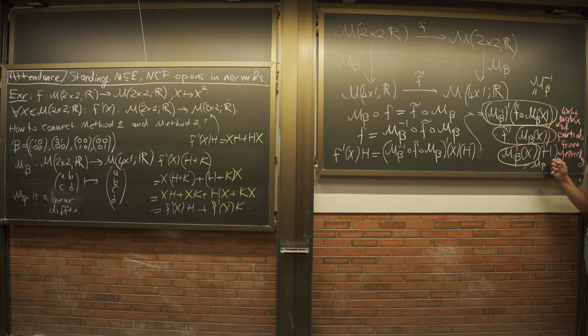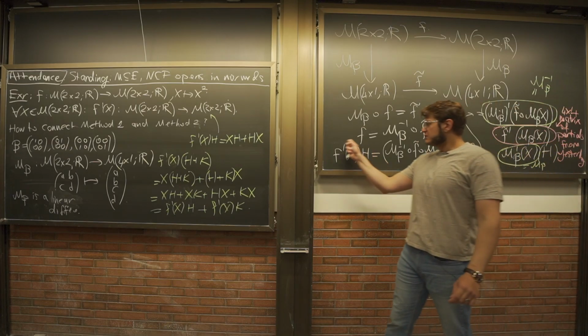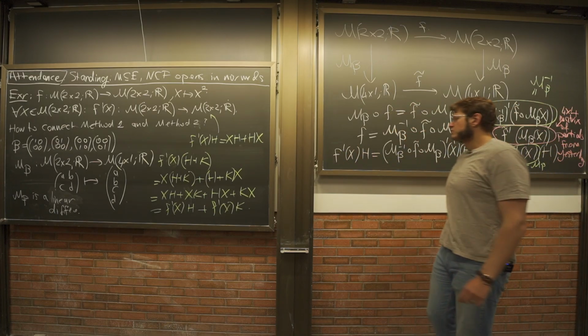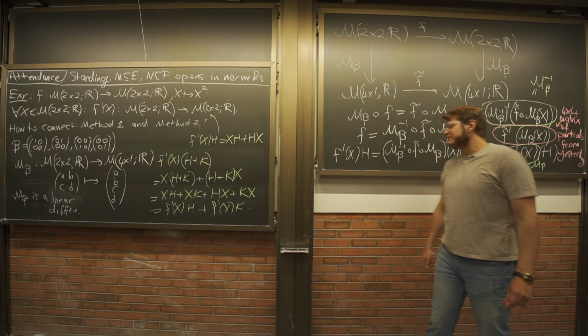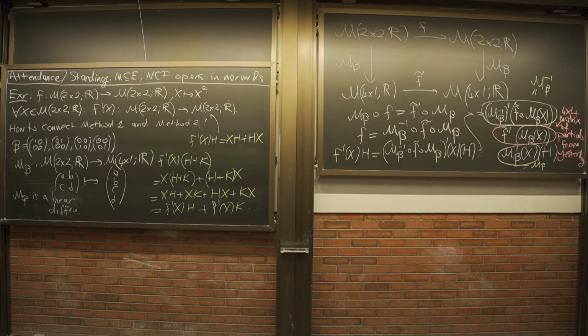And so what does it say then? It says that to compute this expression, f prime of x at an infinitesimal matrix H, take the infinitesimal, vectorize it. So now it's 4 by 1. Apply this 4 by 4 matrix. This is again 4 by 1. Then devectorize it. So now it's a 2 by 2.